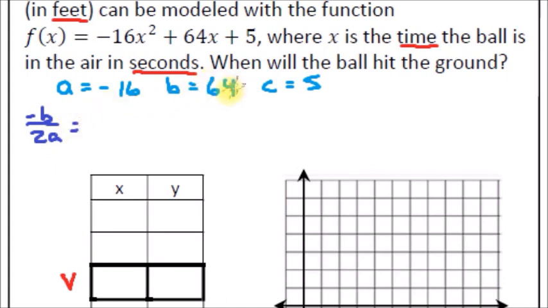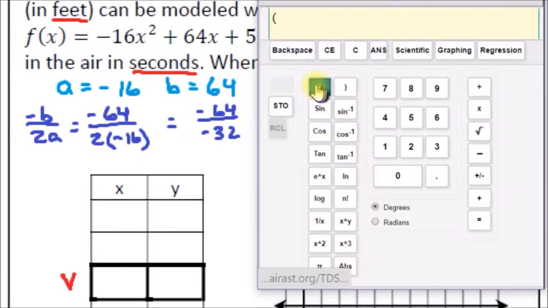b is 64, so the opposite sign of 64 is negative, so positive 64 changes to negative 64 because we're looking for negative b. And then we've got 2 times a, which is negative 16. If we work that out, you can put that in your calculator already, but I'm going to write it out for you. Negative 64 over negative 32. Let's go ahead and do that. So we're going to do parenthesis negative 64. I just want to make sure the calculator knows that the negative sign goes with the 64.